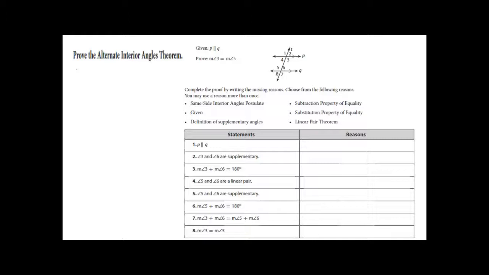All right, so we're going to prove the alternate interior angles theorem. They tell us P is parallel to Q. Good. And then we have to prove that angle 3 is going to be equal to angle 5. Basically, they have to be congruent somehow. So we're going to prove it. First things first, number one, they gave us this information. P is parallel to Q. They gave that to us.